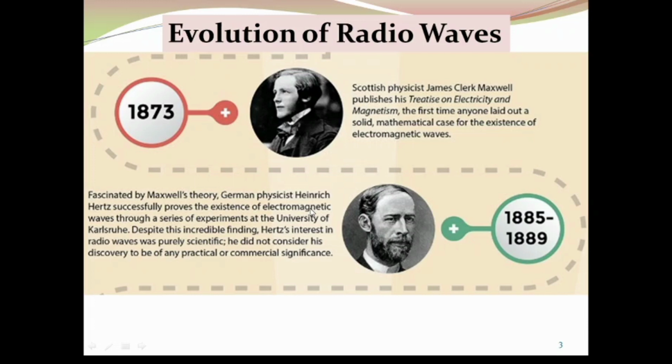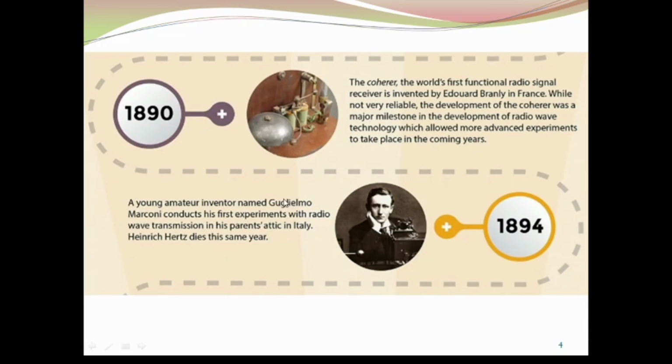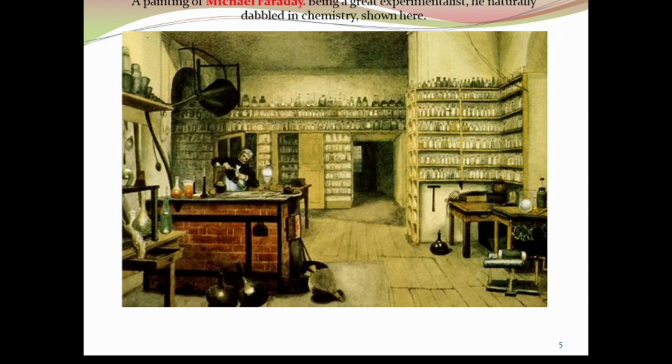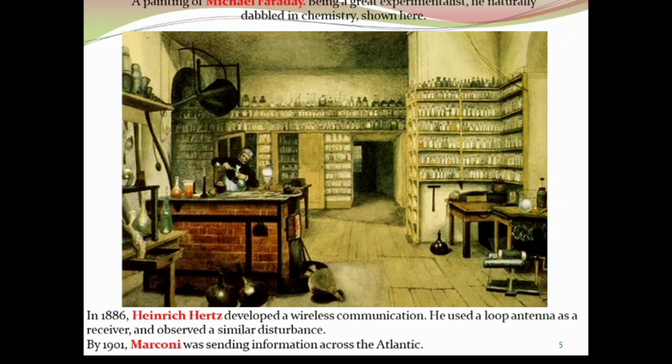But it was not commercialized. The entire antenna system was commercialized by another scientist, Marconi, from Italy, around 1894. Marconi was the first scientist to transmit electromagnetic signals in a commercial way, right? So this is the brief history of electromagnetic waves, or how the antenna system was developed. This is the picture of Michael Faraday doing some experiment in his lab, right?